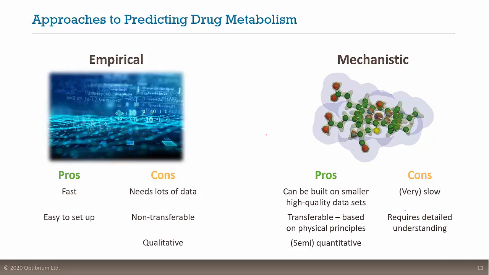And really, our belief is that the sweet spot lies somewhere in the middle of these two. What we want to do is get the best of both worlds if possible. We want to use a mechanistic understanding to motivate our models, but try to get at least some of the speed of the more empirical methods. So really trying to blend the two and get the best of both.